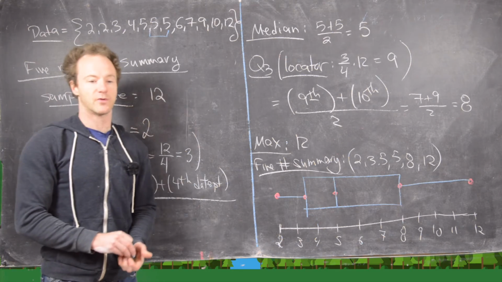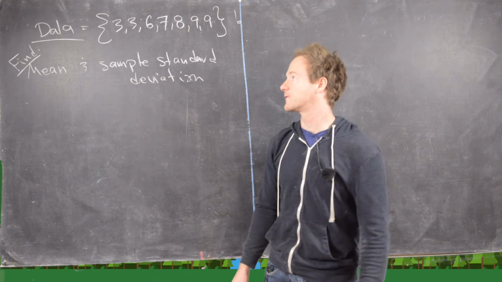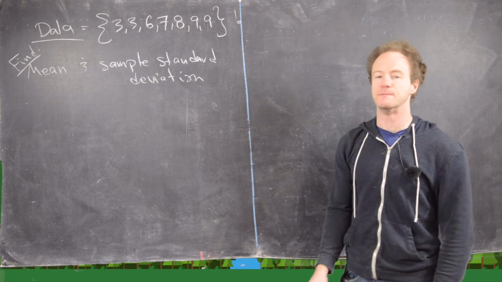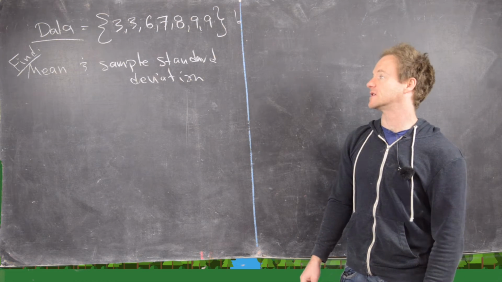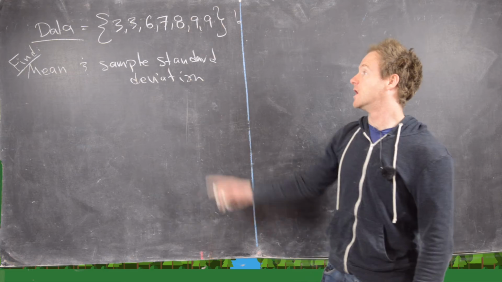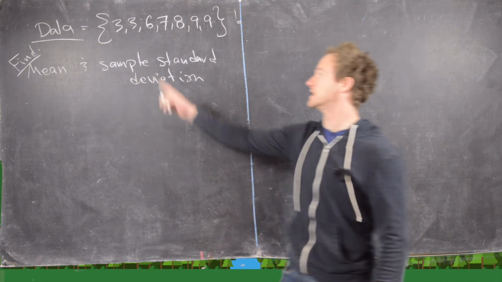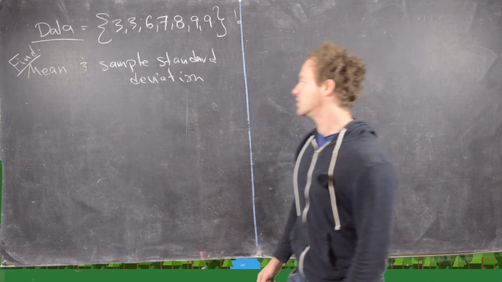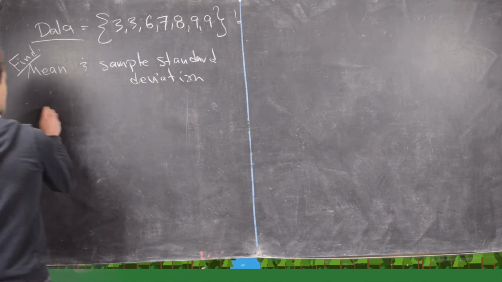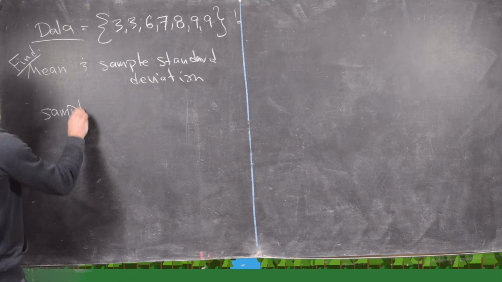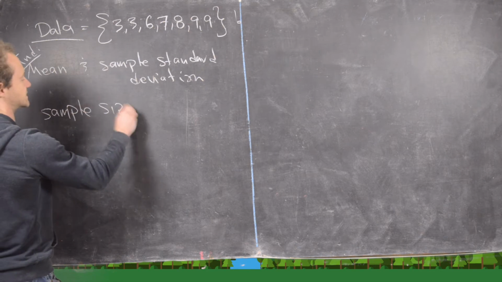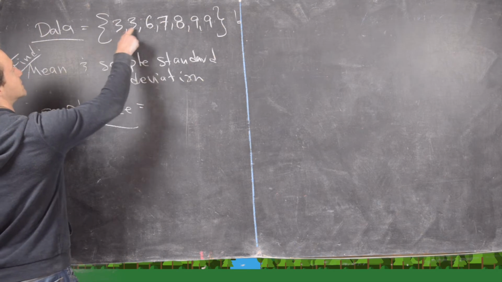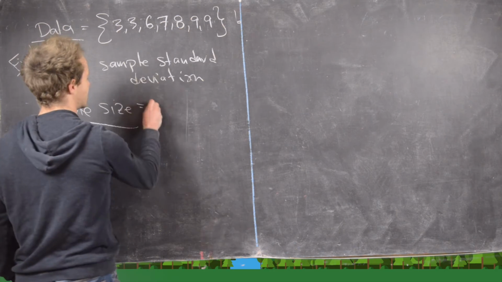All right, I'll erase the board and then we've got one more example. So for our last example, we want to find the mean and the sample standard deviation for a data set. Okay, so let's say our data set is this one. It's got 3, 3, 6, 7, 8, 9, 9. So notice that our sample size, which is the number of data points, is going to be given by 1, 2, 3, 4, 5, 6, 7.